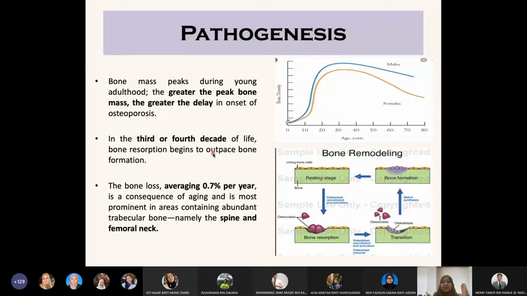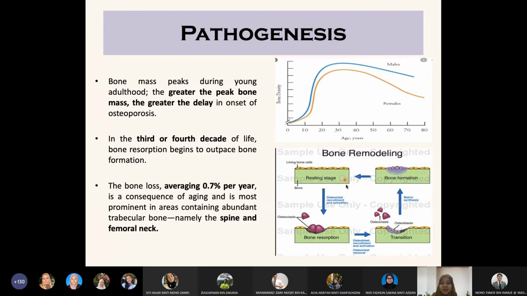Osteoporosis will occur because when we reach the third or fourth decade, like me, I will lose my bone around 0.7% per year. Each year there will be bone loss, mainly at the spine and the femoral neck. These are the crucial ages to get the greater peak bone mass. I would like to recap the bone remodeling, because after you reach the third and fourth decade, your bone resorption will outpace the bone formation.